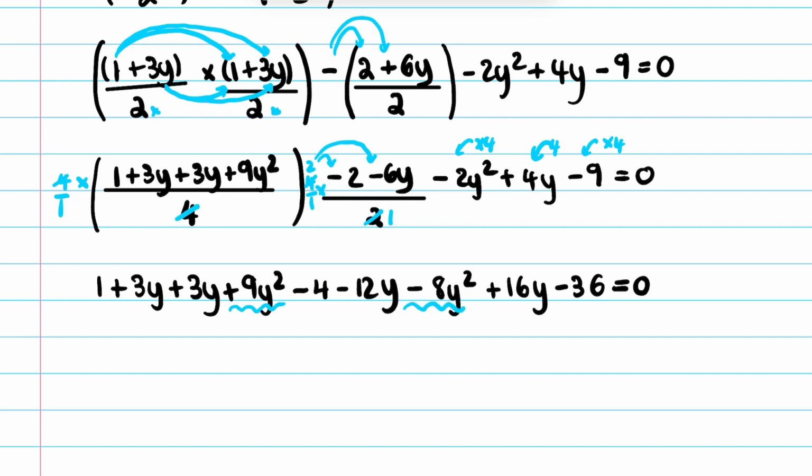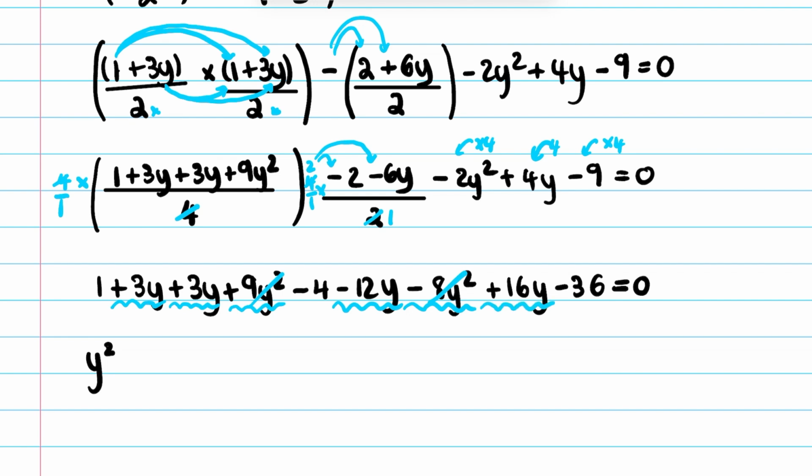I like to have a look at my y squared values first. And because we have 9y squared minus 8y squared, that is simply y squared that we are left with there. I can cross them out because I have worked with them. Then I'm going to look at my y values. Notice I am underlining the sign as well. That's very important. You have to do that.